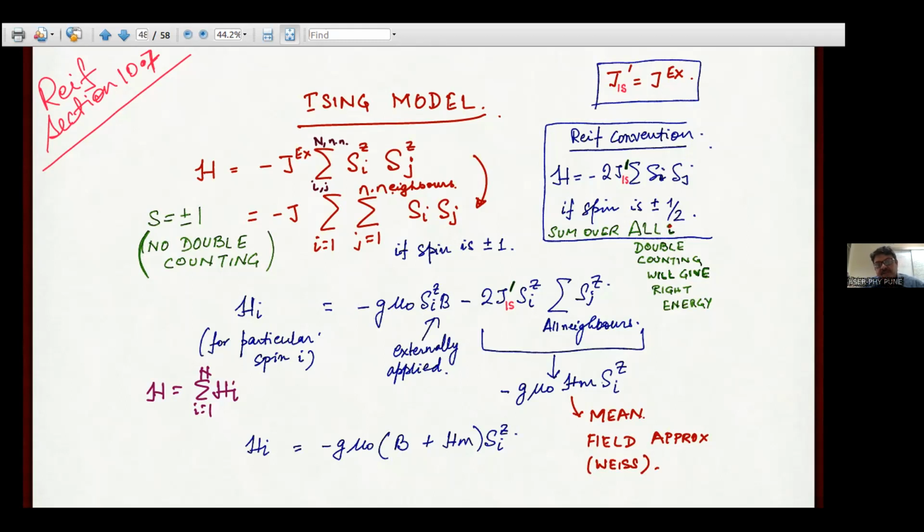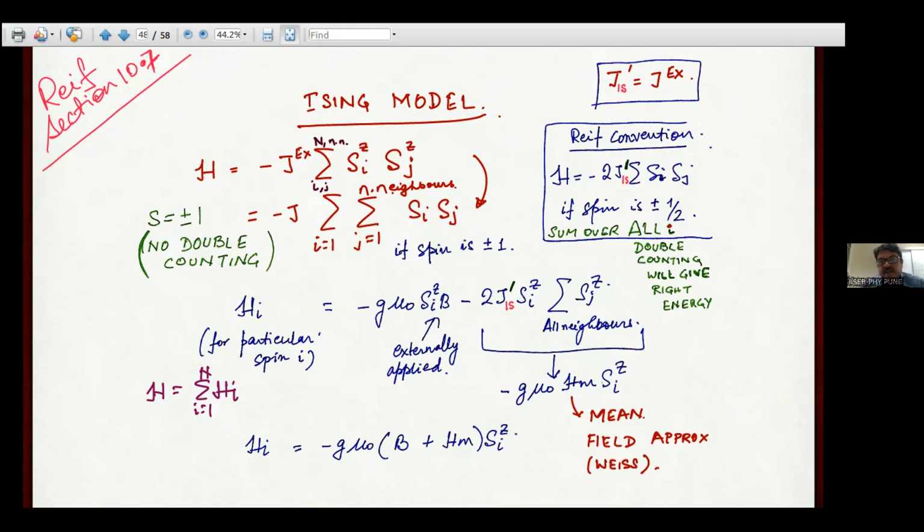Suppose B is pointing in the Z direction. In the Ising model, it can take two spin states, up and down, but we'll be doing the calculation for the general J, where J can take more values. A special case is the Ising model, when it can point only up and down. And this part is the Ising Hamiltonian, where we are again following the Rice convention in writing the exchange energy. This is called the exchange interaction, the interaction between neighboring spins.